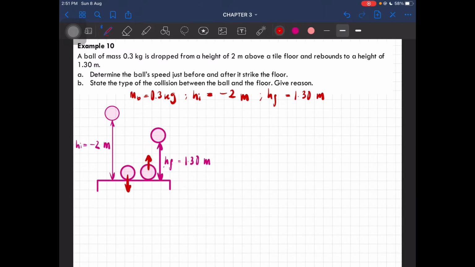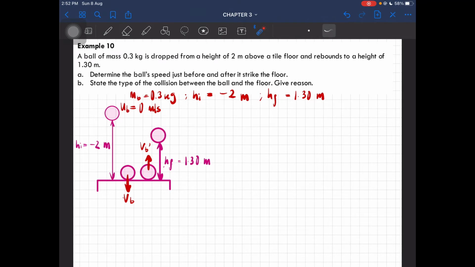First we have to label. This one is final. Initially the speed equals 0 because the ball is dropped. Then when it reaches the floor, we call it VB. But it has a rebound, so I would put an apostrophe. It rebounds and goes up. We must also know what the speed is.